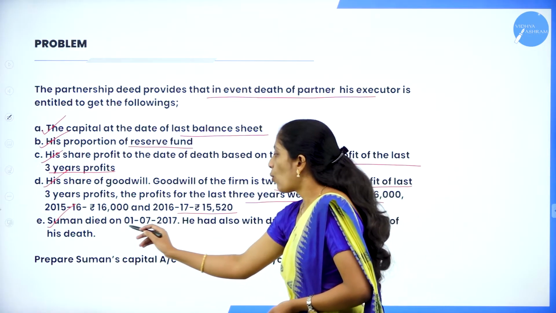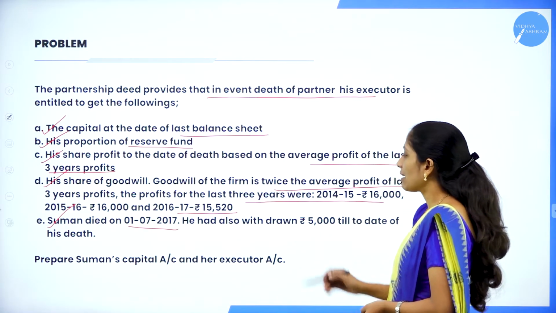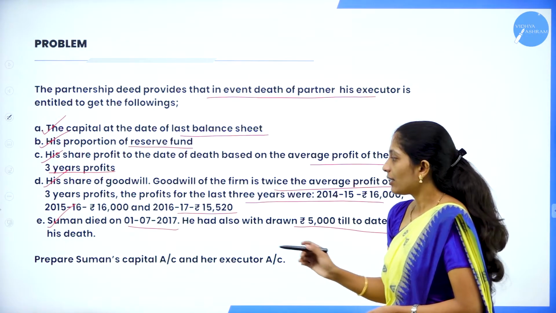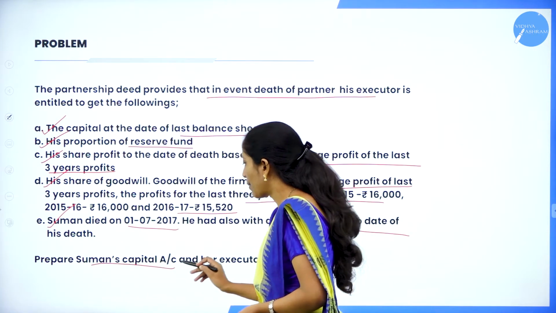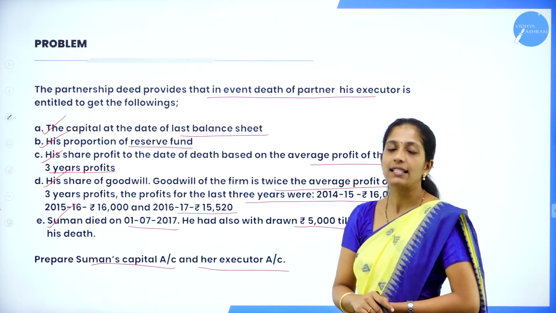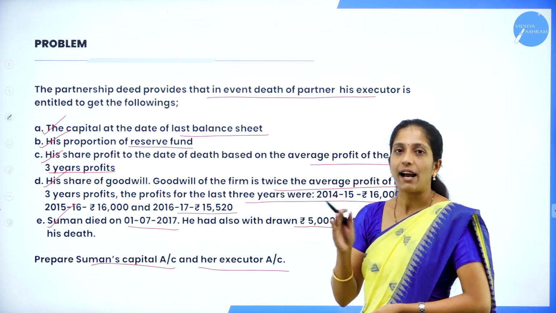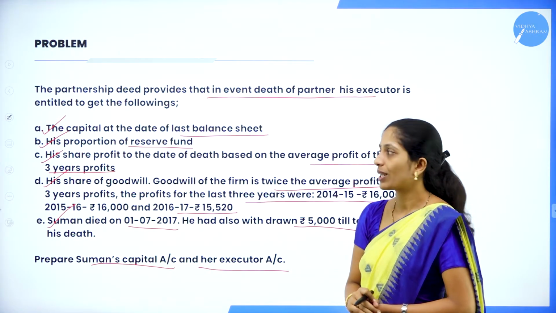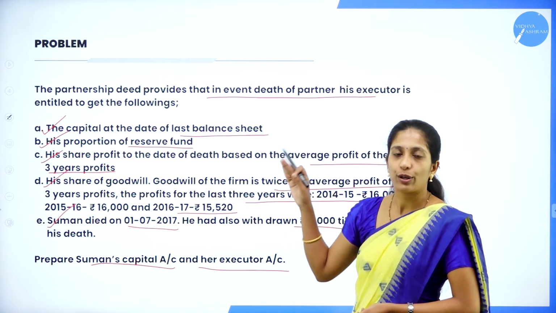Suman died on 1/7/2017. He has also withdrawn 5,000 till the date of death. Now they have asked us to prepare Suman's capital account and her executor account. Now we have to prepare both Suman's capital account as well as her executor account. Now we shall directly go through the solution.